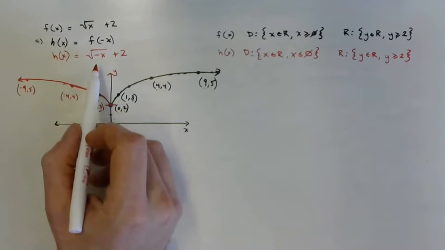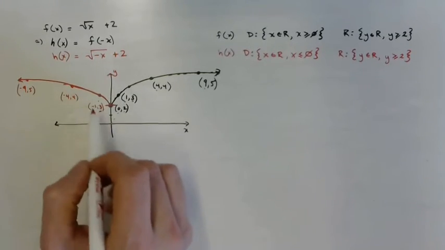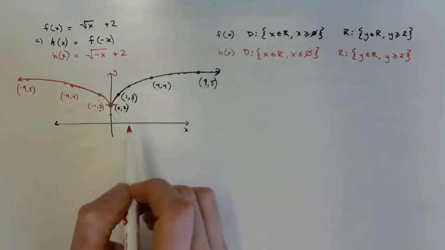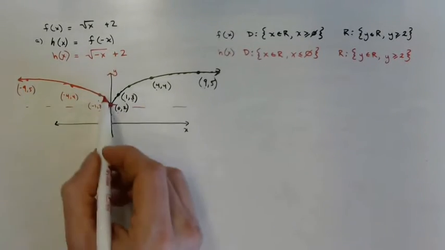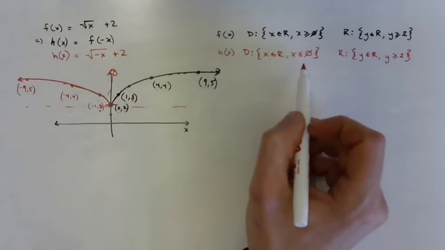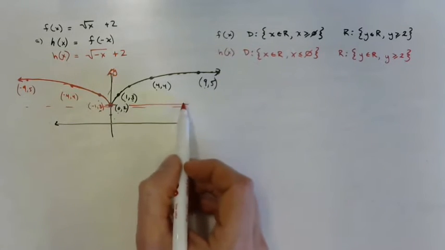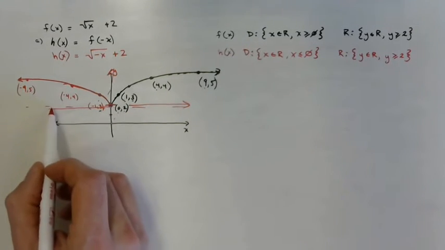Okay, when we did a reflection in the y-axis, our vertical numbers, our y-coordinates, did not change. Therefore, the range didn't change. It clearly goes from this up. Our x's changed, though. Instead of moving to the right, they now start at 0 and move to the left.